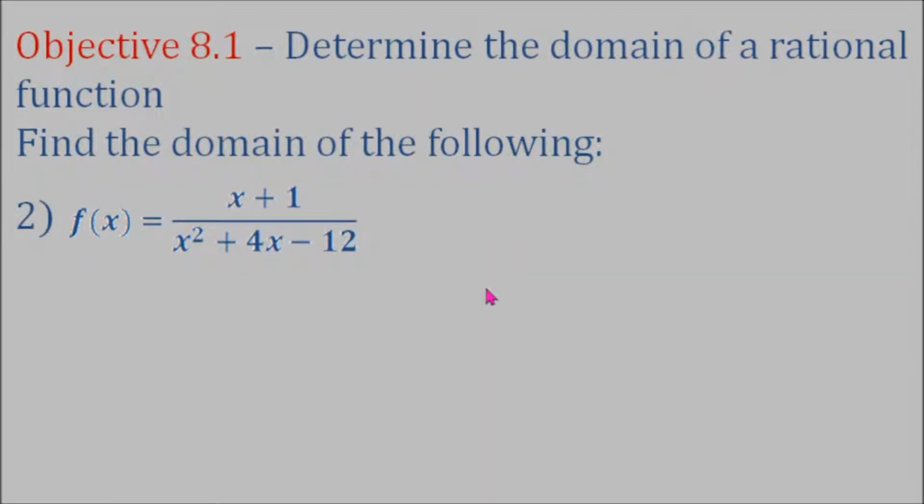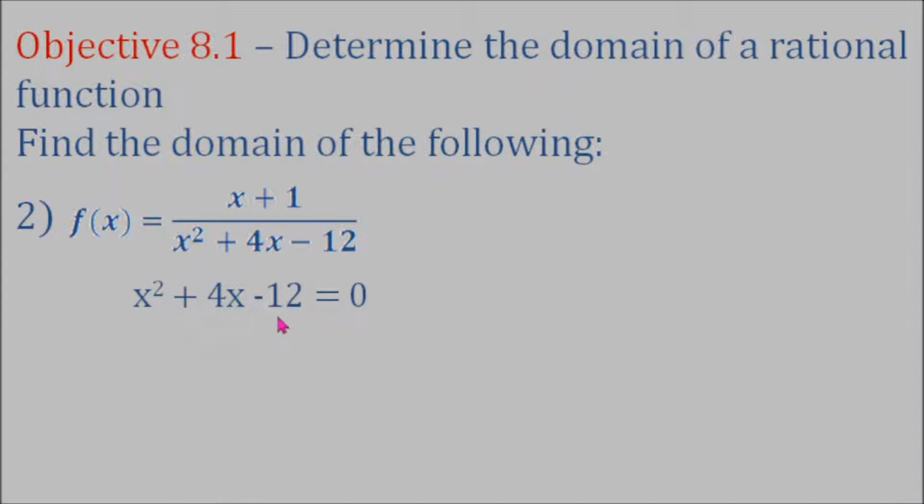Example number 2. Find the domain of f of x equals x plus 1 over x squared plus 4x minus 12. Again, the denominator of rational functions cannot be 0. So we are going to find the values of x here that will make the denominator 0 and exclude them from our domain. To do that, we are going to equate the denominator to 0 and solve for x. So that's x squared plus 4x minus 12 equals 0.